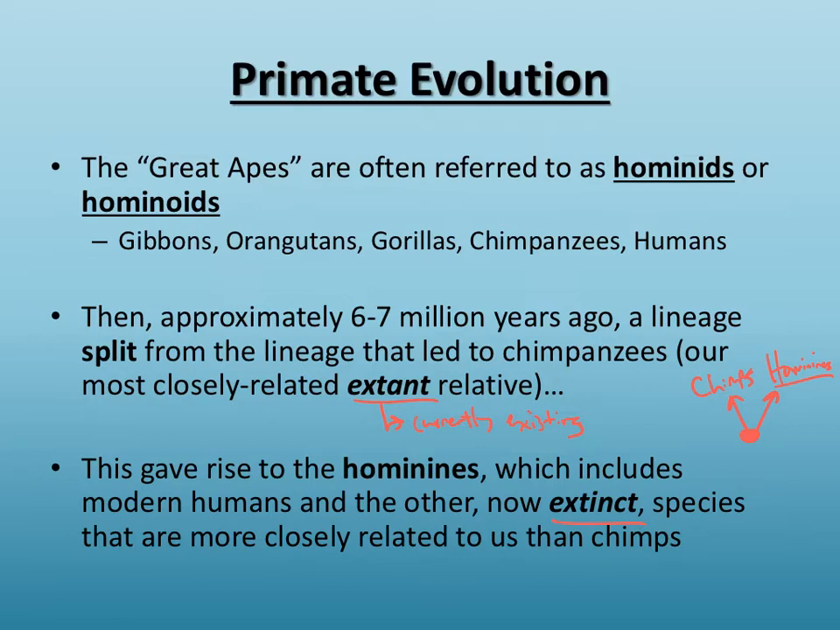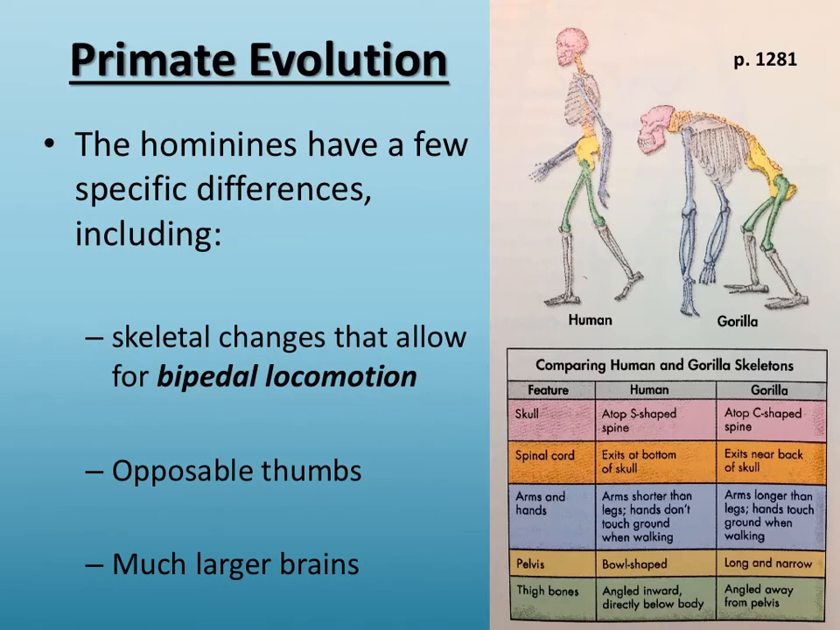So 6 to 7 million years ago, MYA, million years ago, we had some kind of common ancestor, now extinct, right? So this guy's gone, that gave rise to the chimps and the hominines. Now, the hominines are a little closer to us, but they're still not us. Now, the hominin group have a few more specific differences that you can kind of try out yourself here, right?